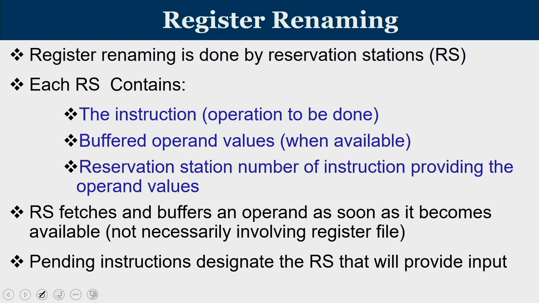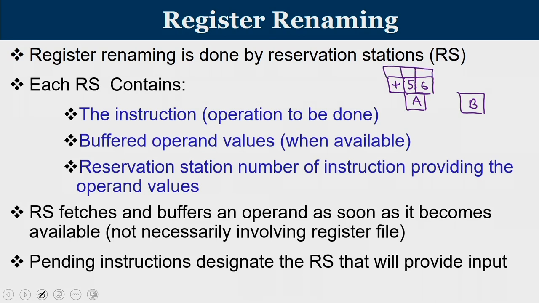So consider this is one functional unit A and this is another functional unit B. Now the reservation station of A means I'm supposed to perform a plus operation on 5 and 6. So 6 and 5 are the values. As and when A is free, then this is being taken.